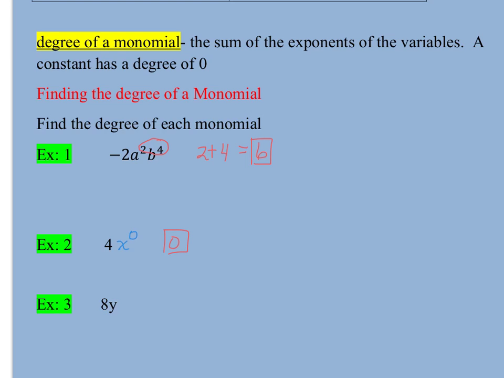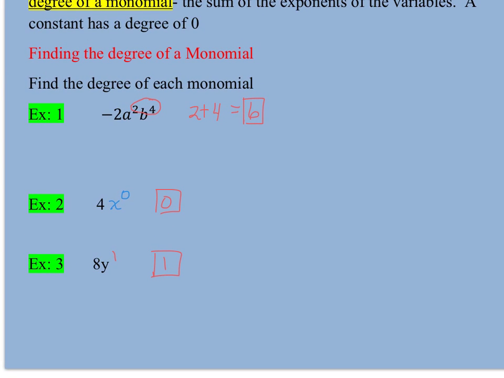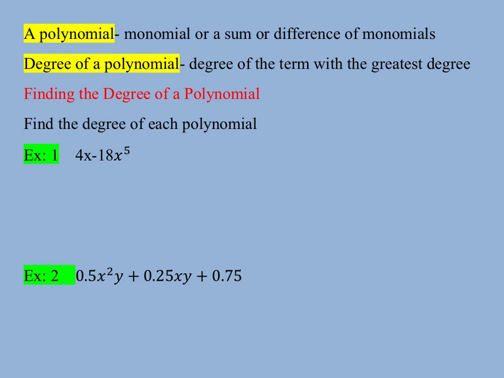In example 3, you don't see an exponent on this variable y at all, but it's understood that the exponent is 1, so therefore it has a degree of 1. That's it on that page, so let's look at the next page.